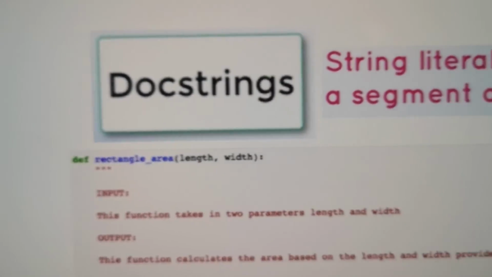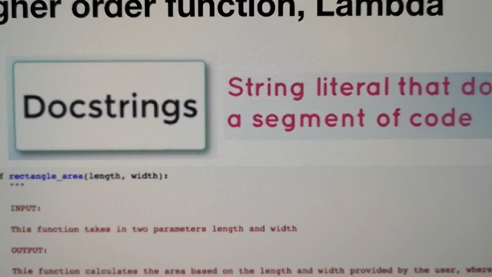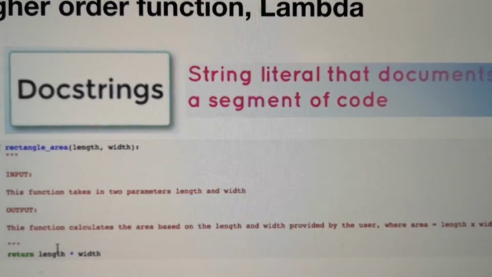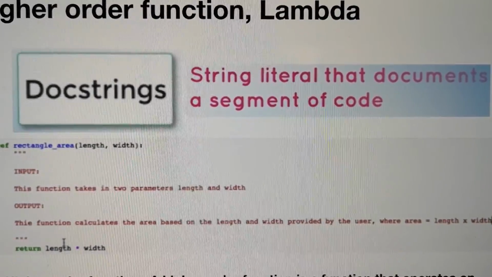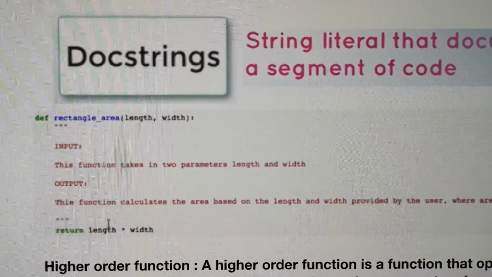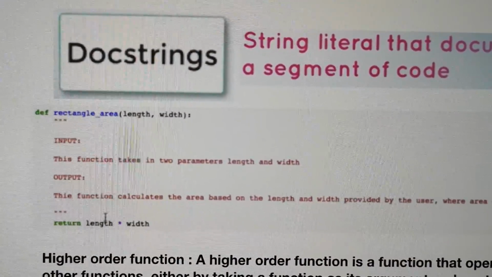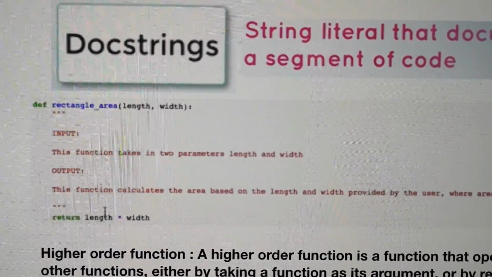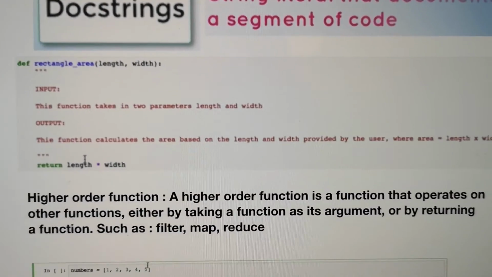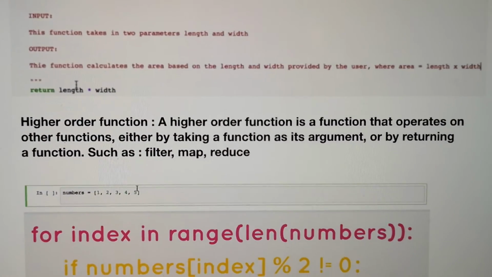A docstring is just a description of what the function is doing. Without it, if you have so many functions, you may get confused. So for this one, you get the rectangular shape area, and you talk about what the input is and what the output is, giving some words of description there.